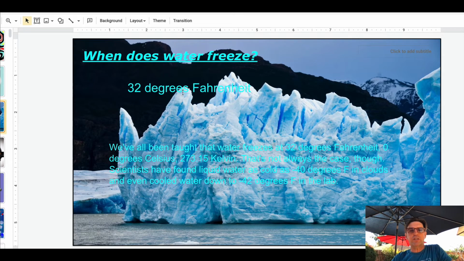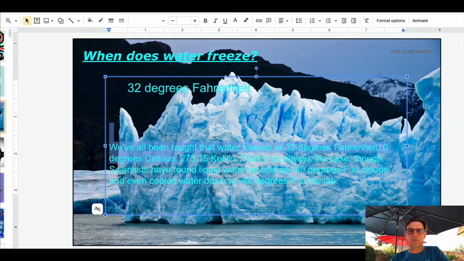When does water freeze? 32 degrees Fahrenheit, yes. This is what we were looking for. We've all been taught that water freezes at 32 degrees Fahrenheit, 0 degrees Celsius. So that was an important fact we wanted. 32 degrees freezing approximately Fahrenheit. 0 degrees Celsius, 273.5 Kelvin. Didn't even know about Kelvin. I did, but I don't know anything about it.